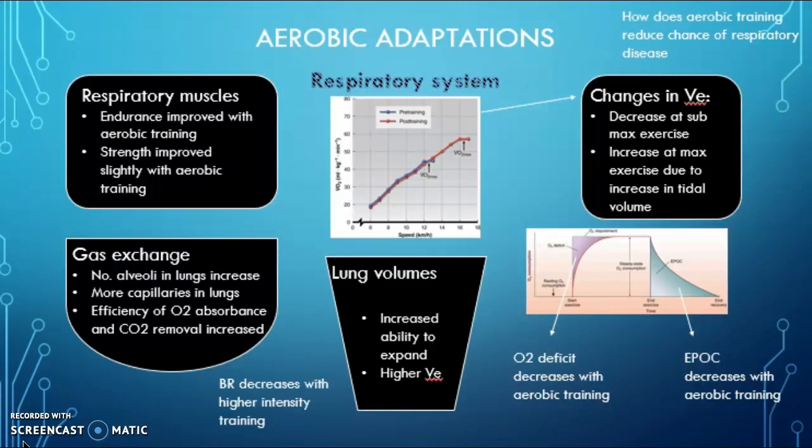Due to an increased ability for the lungs to expand, there is a higher tidal volume and a higher ventilation. Another adaptation is that the number of alveoli increase, allowing more diffusion pathways, and there are more capillaries in the lungs, so there is a quicker exchange rate, and so the absorbance of oxygen and removal of carbon dioxide is increased. Finally, the EPOC size will decrease, and so Giannis will recover quicker, and so will be able to play at his best in the next game.